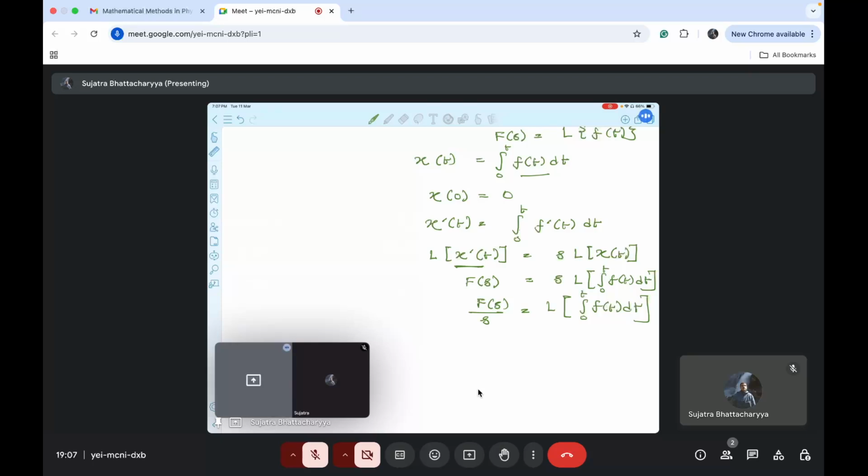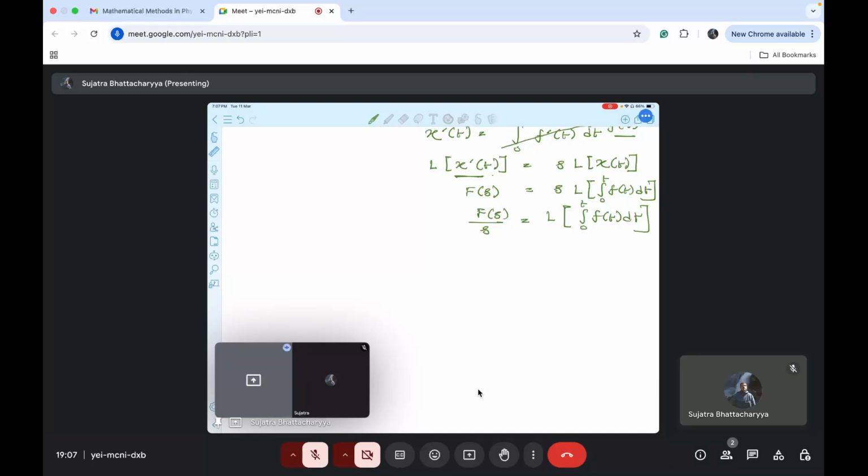That's all. Chi dash of t will be nothing but f of t. When you have an integration, if you differentiate it with respect to time, it will be f of t only. So the Laplace transform of chi dash t is nothing but the Laplace transform of f(t). That is what you are getting. Okay, so in that way you can prove it.